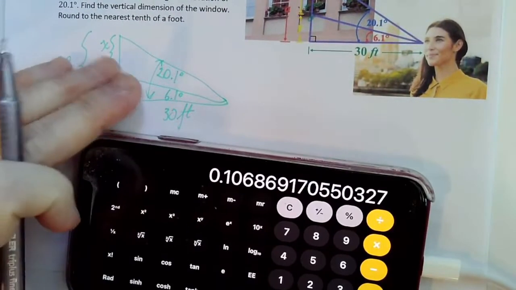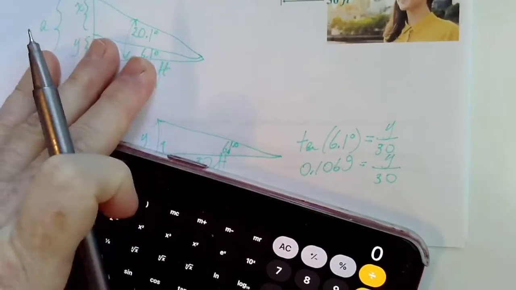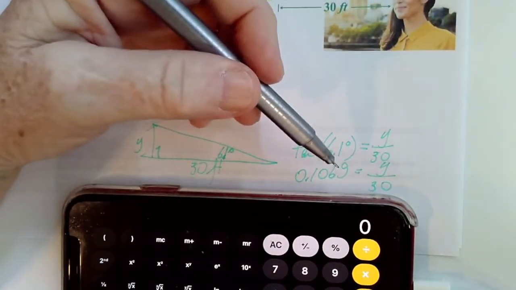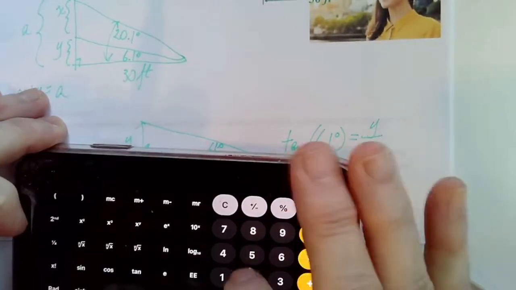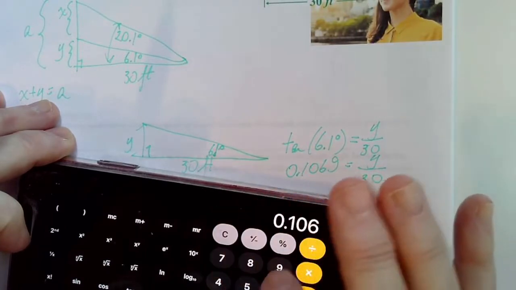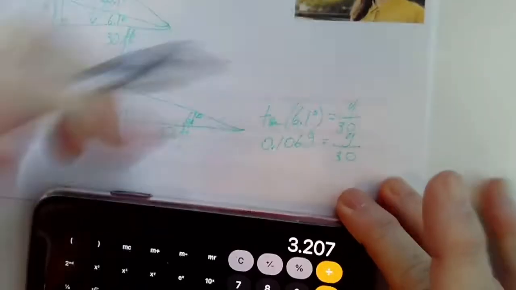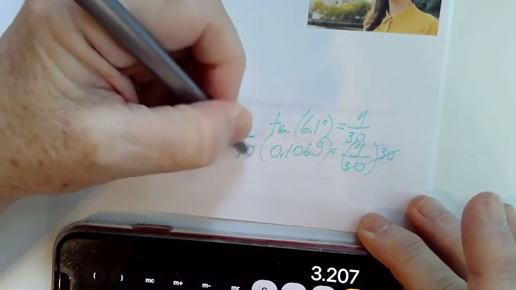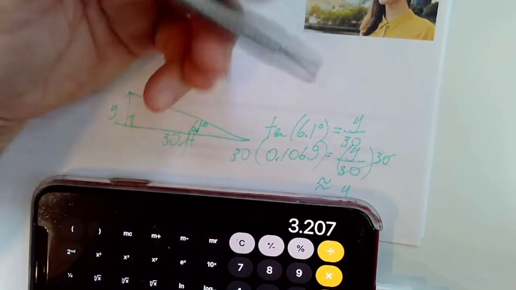And it's really important when we're rounding things like this, not to use the exact value that we have in the calculator, but type in the rounded value. So 0.1069 times 30. So we multiplied both sides by 30. And we get that y is approximately 3.2 feet.